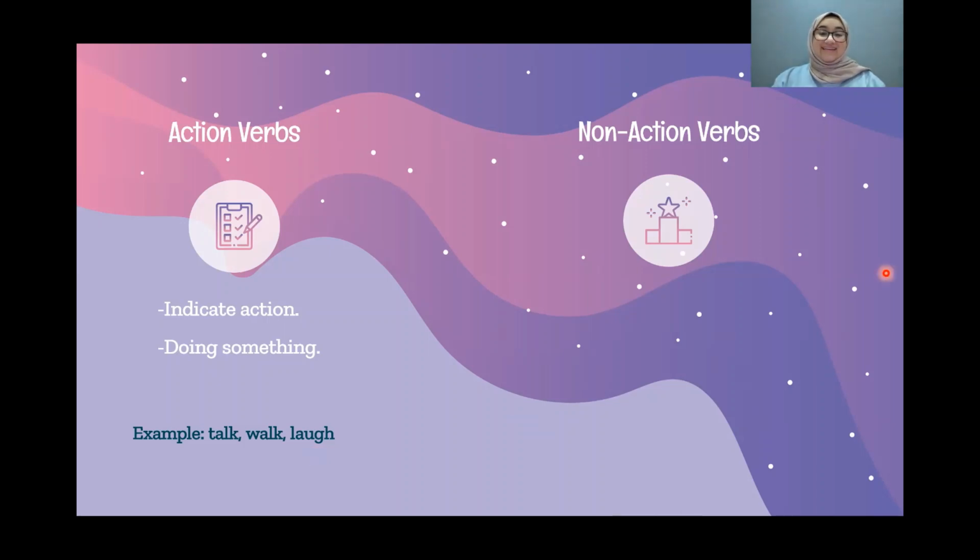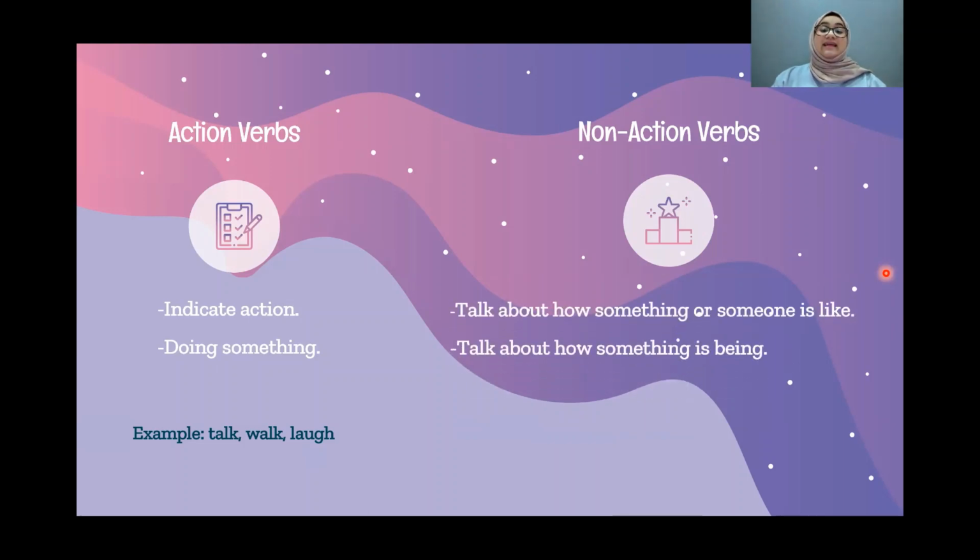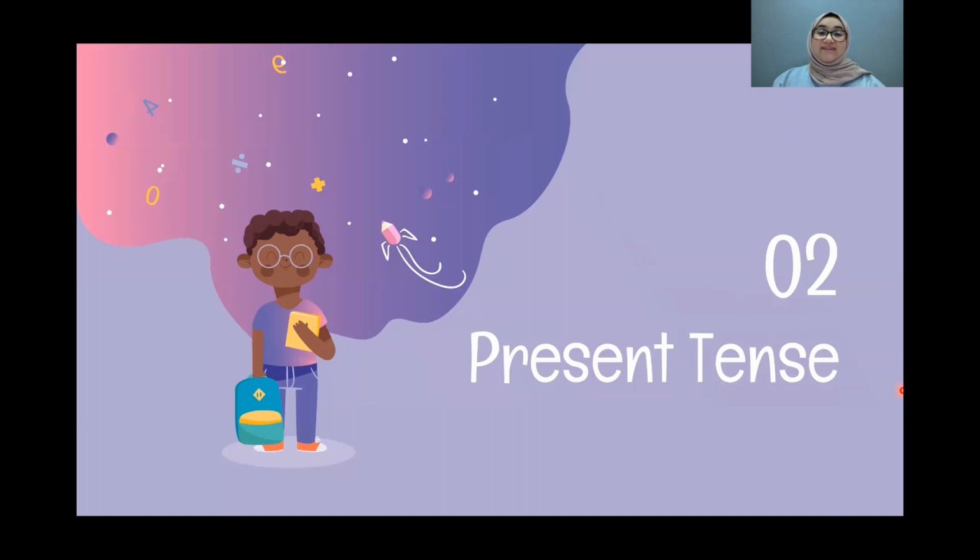On the other hand, non-action verbs talk about how something or someone is like. They talk about how something is being, and they are be-verbs. For an example, we have is, are, am, was, and were. What this means is that be-verbs, they do not talk about an action or doing something. On the contrary, they talk about how something or someone is like, okay? You see how easy that was? We are done with the first thing we said we were going to do in this lesson.